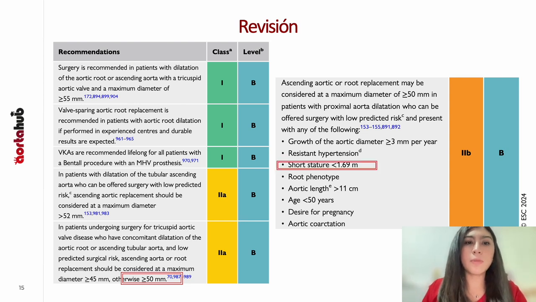On the other hand, we have to consider that in addition to the maximum diameter of the aorta, the height of 1.62 and the age of 39 in our patient.